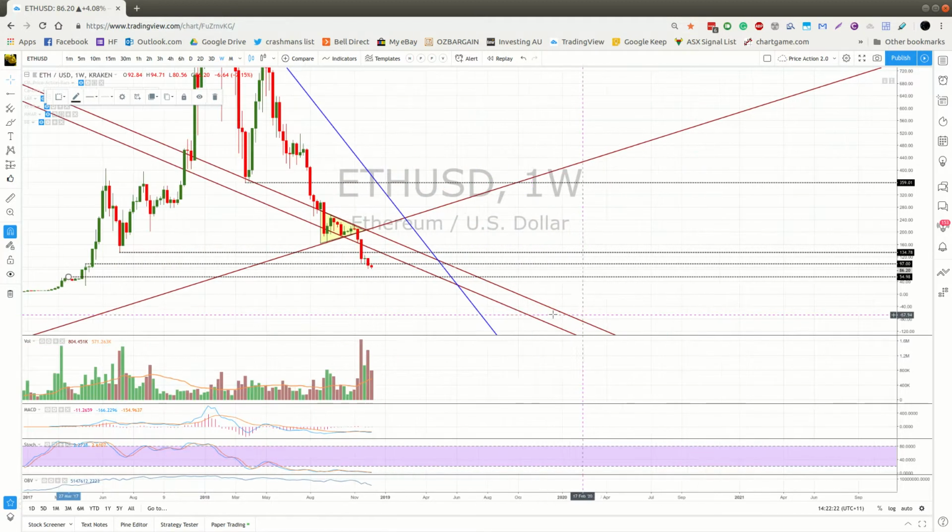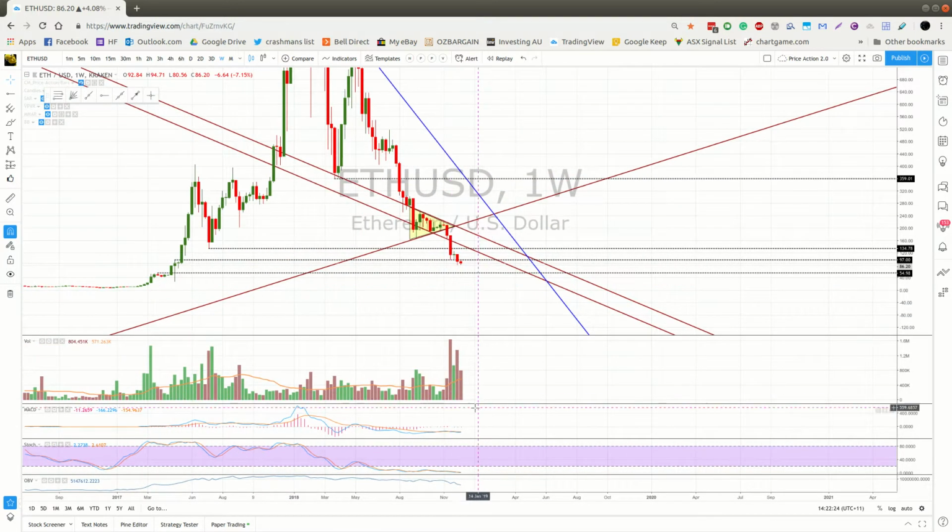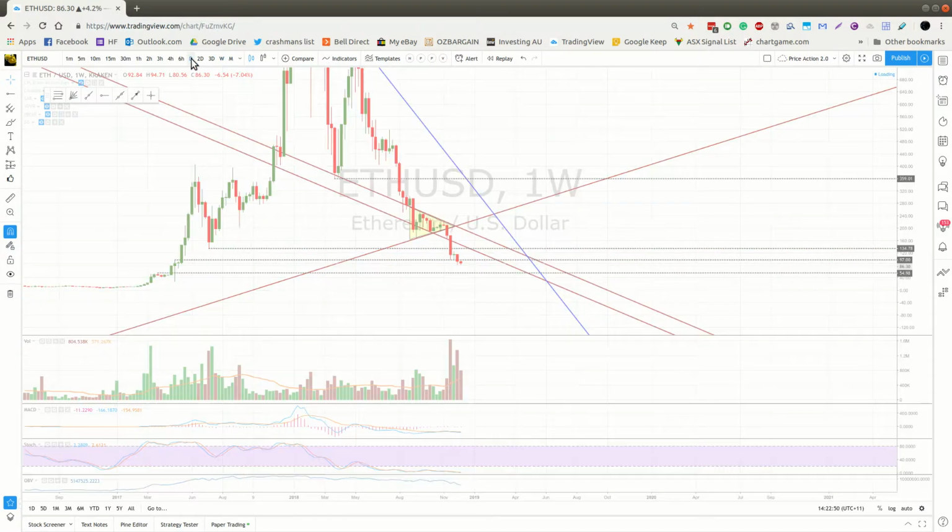On the weekly though, as we can see, a lot of volume and a very little candle. I would probably say that if this could stay green, if this could turn green, it would form what's called a tweezer bottom. Here's one over here, and that's another reversal pattern on the candlesticks. Go back to daily.